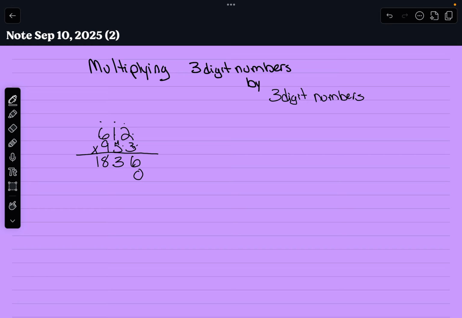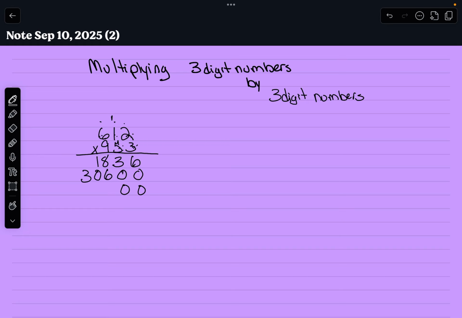Now we have the 5. 5 times 2 is 10. Carry your 1. 5 times 1 is 5, plus 1 is 6. And 5 times 6 is 30. Now we're going to drop 2 imaginary zeros.